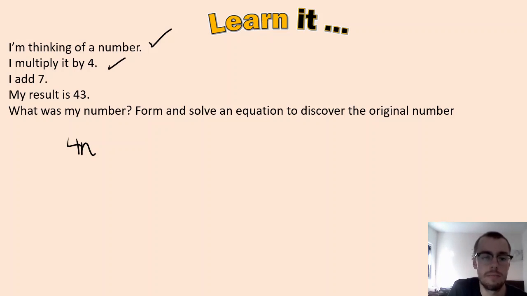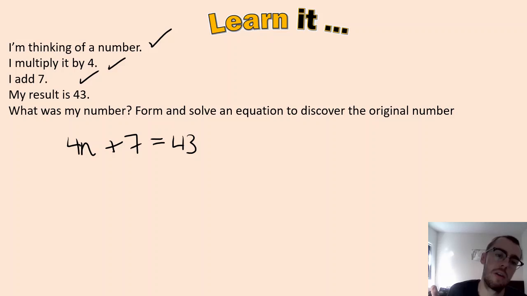I add 7. Tick that off. My result is 43. So when we perform those operations with our unknown number, that answer is 43, and this was a necessary part for us to find out what that number is. So again, let's tick that one off. Form an equation. So let's tick off form. We've done that part. We've formed the equation.